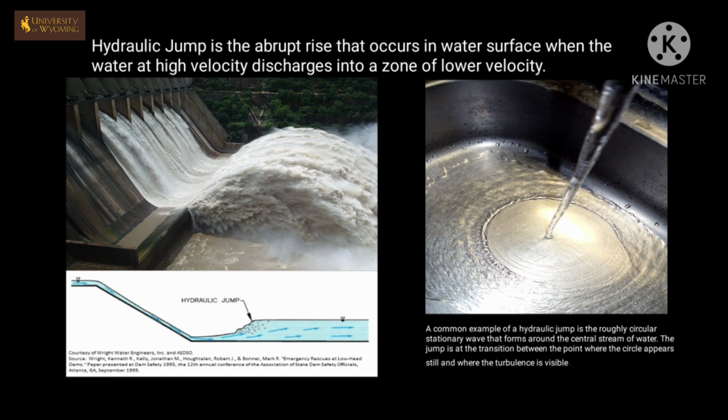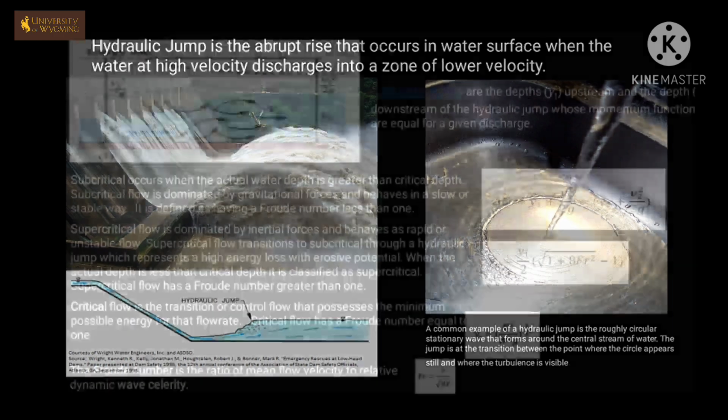Here you can see the diagram of the reservoir where a hydraulic jump is formed. Another common example of a hydraulic jump is the roughly circular stationary wave that forms around the central stream of water in the sink. The jump is at the transition between the point where the circle appears still and where the turbulence is visible.